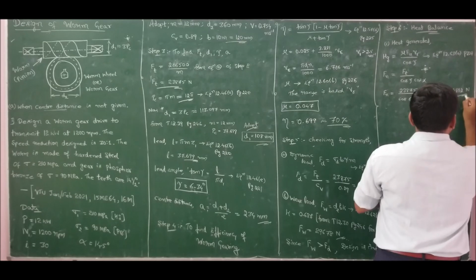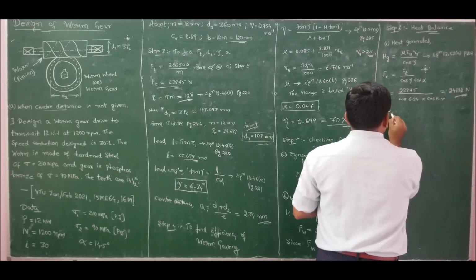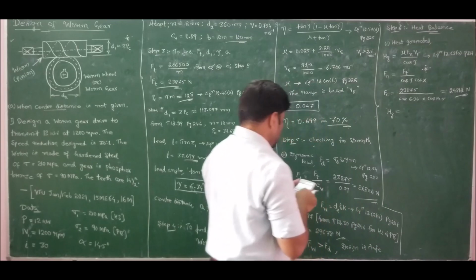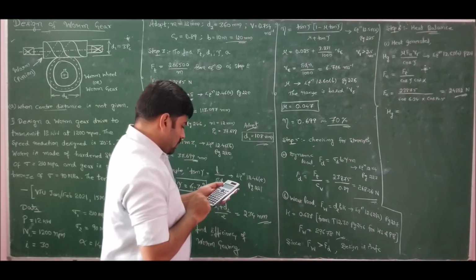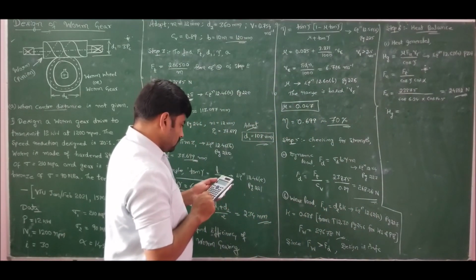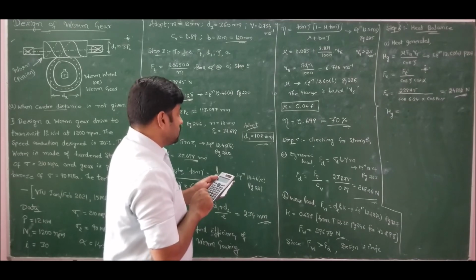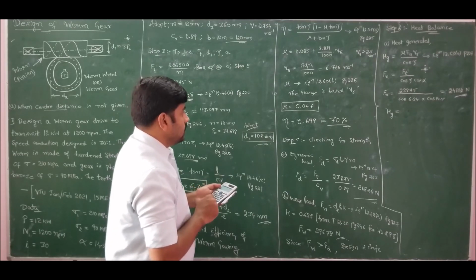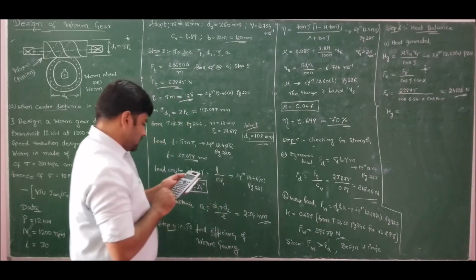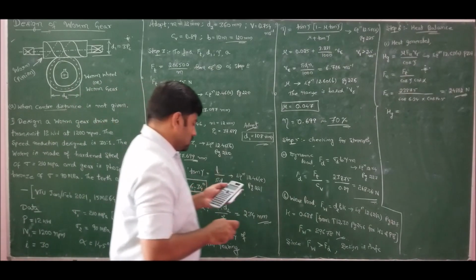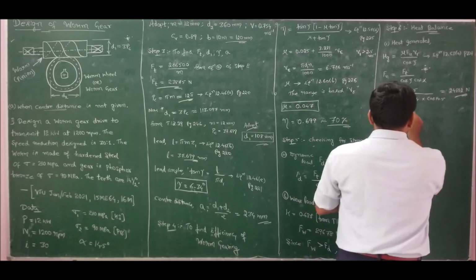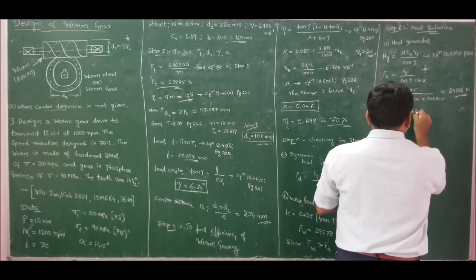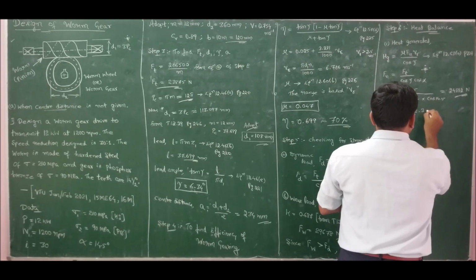24,812 newtons. So therefore heat generated in watts will be, mu is known to us, mu is 0.047 into Fn is 24,812 into rubbing velocity Vr is 6.786 divided by cos of lead angle 6.34. So heat generated is 7,962.3 watts, it is joules per second.